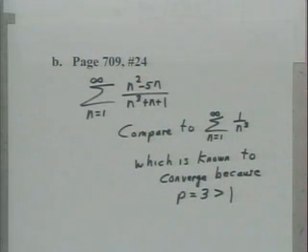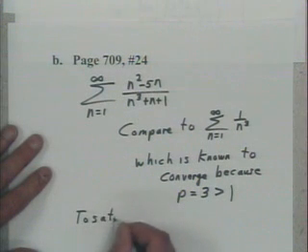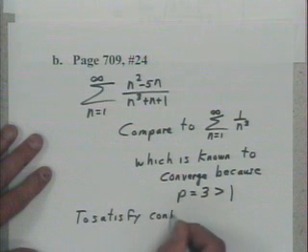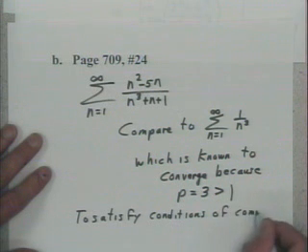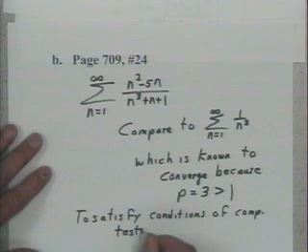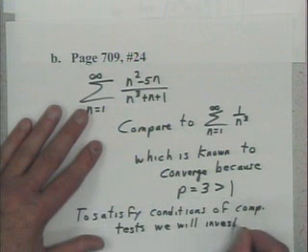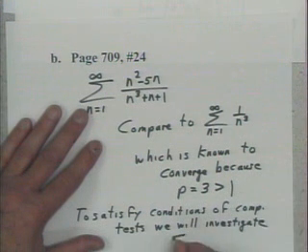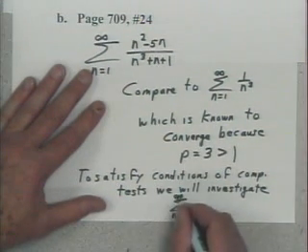Okay, do you remember our famous theorem? It says when you check for convergence or divergence, it doesn't matter if you eliminate a finite number of terms from it. So, to satisfy conditions of comparison tests, we will investigate the series starting with n equals 6 to infinity.